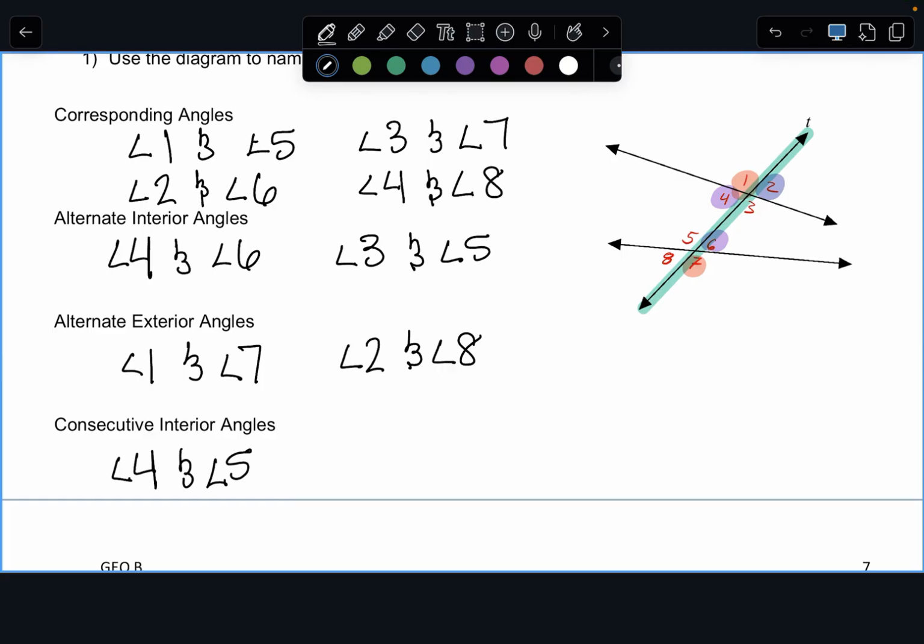Angle 5. Do we see how they're both in between the two lines and on the same side of the transversal? They're on the left. Angle 3 is my other interior angle. What angle is also an interior angle, but on the same side of the transversal as angle 3? Not 7. 7's on the outside. Close. 6 is also on the inside and on the same side of my transversal. Perfect. Angle 6.